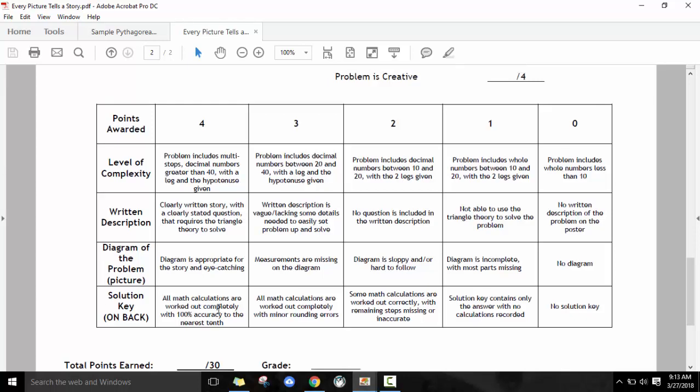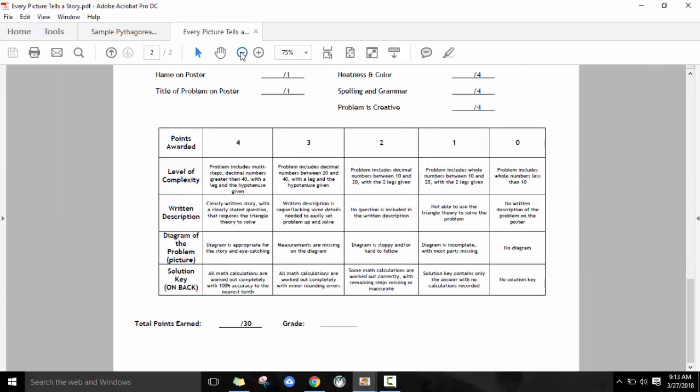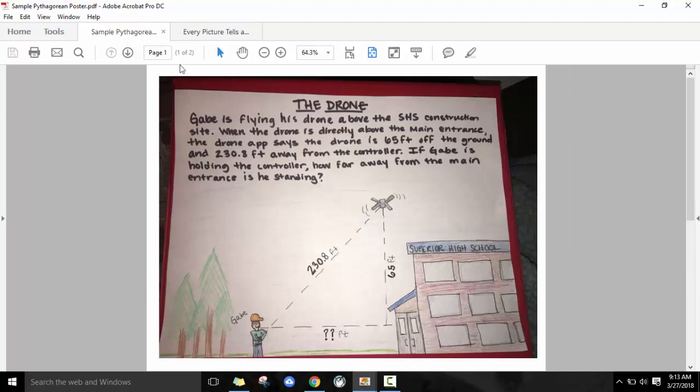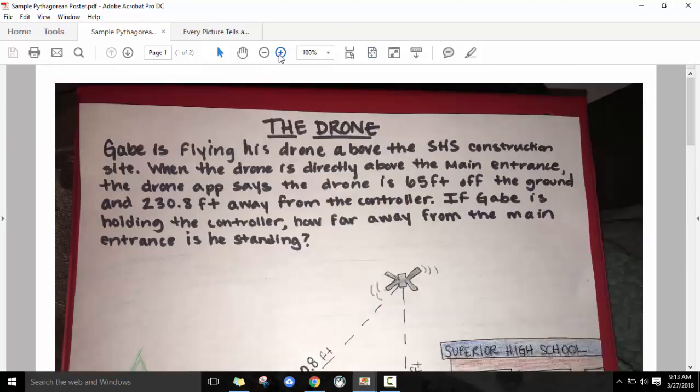And it's a quiz grade, so you're going to want to make sure that you really take your time doing this. I'm going to show you an example of what a perfect score problem would be. Okay, so you can see that I have the title on it. It's called The Drone, and I'll zoom in here and read you the problem.